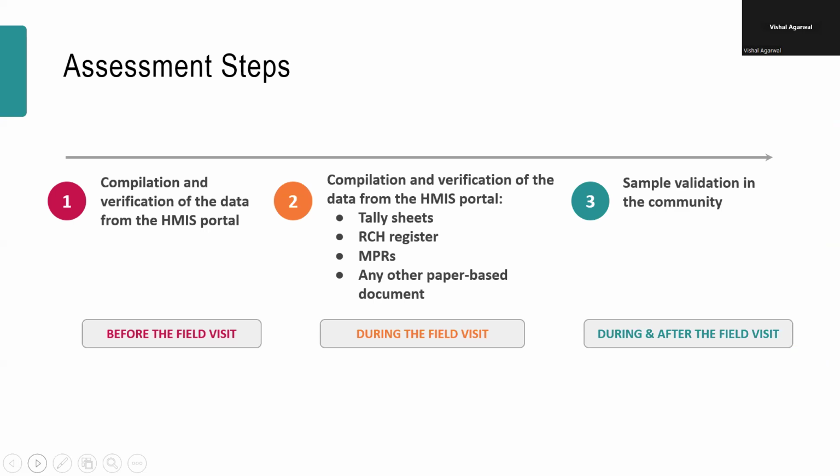So these are the assessment steps for data quality assessment. To start with, the compilation and verification of data from the HMIS portal. This is a desk job, and we can do this data download from the HMIS portal even before the field visits. During the field visit, we can do the data collection from tally sheets, RCH registers, monthly progress reports, and any other paper-based records we find in the urban PHCs or other health facilities. So these are the data sources we considered during our data collection. These tasks are for during the field visit. And the last one is sample validation in the community, which we also did during the field visit. Next slide, please.